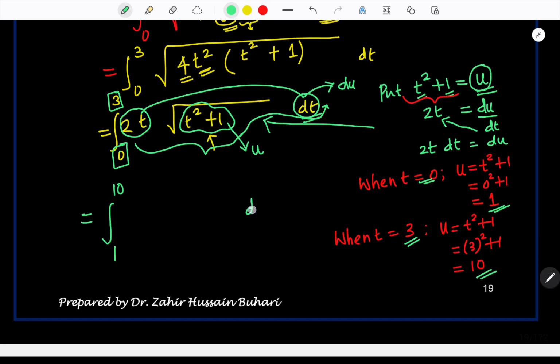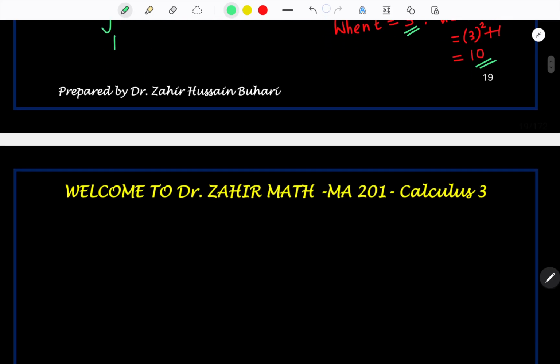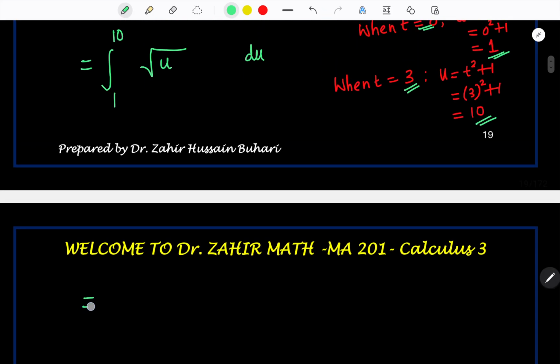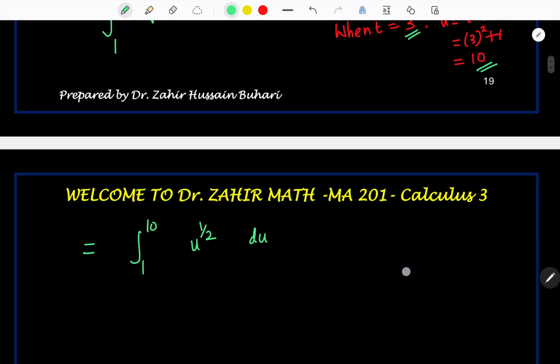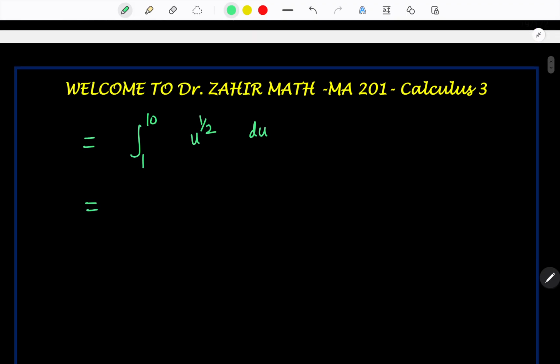So 2t dt is du, and this is square root of u. Now we are going to integrate this. The square root of u I'm going to write as u to the power of half into du. Integration of x power n dx is equal to x power n plus 1 over n plus 1.